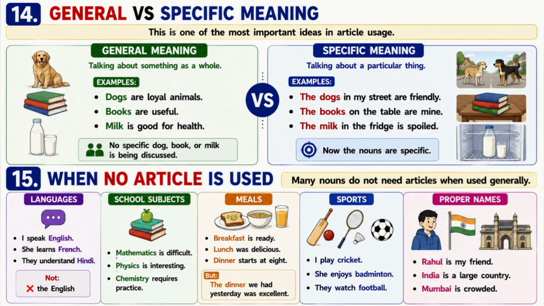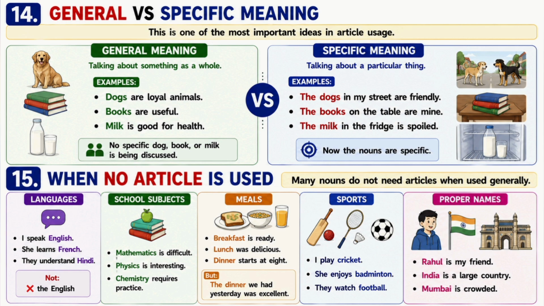Now let's understand general meaning and specific meaning. General meaning means talking about something as a whole, not about one particular thing. Examples: Dogs are loyal animals. Books are useful. Milk is good for health. Here we are talking about dogs, books, and milk in general.